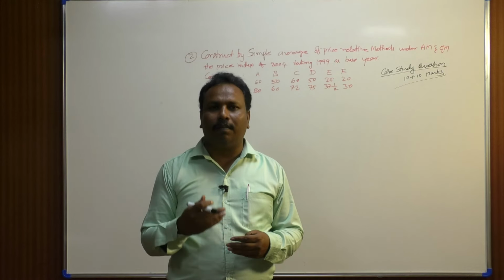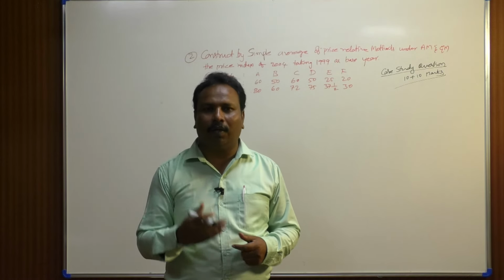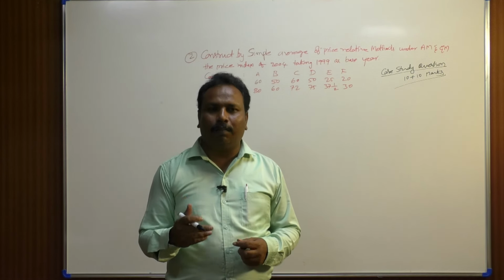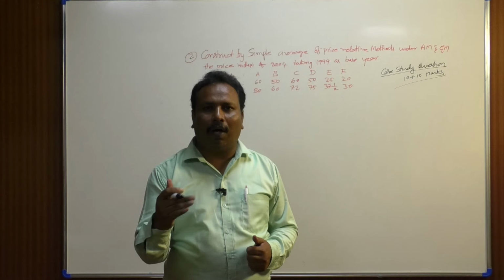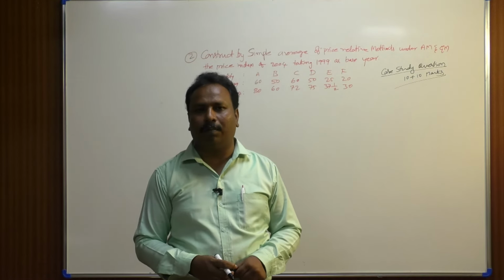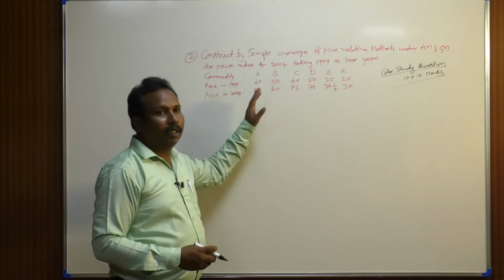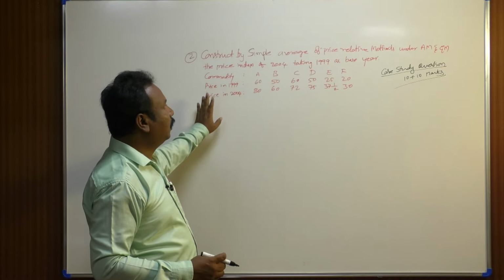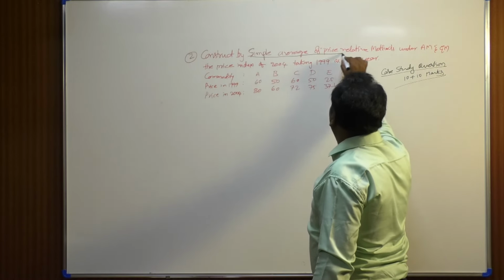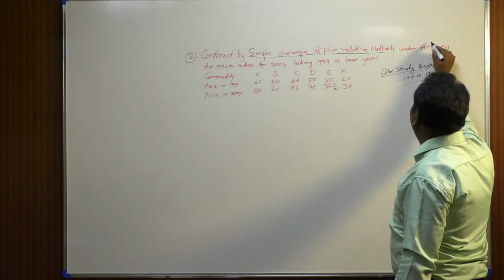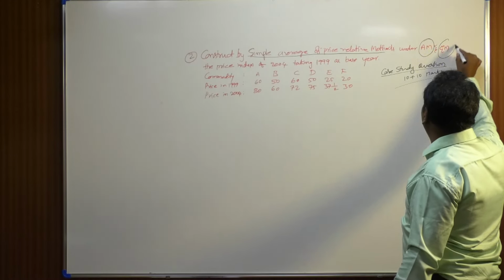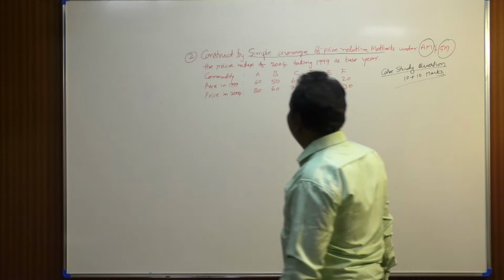Under the simple aggregate method, we worked out some 6 to 7 problems, and for the simple average of price relatives index method, we worked out some 5 to 6 problems. The third method is called the simple average of price relatives method. Under that, we calculate the arithmetic mean of index numbers and the geometric mean of index numbers.